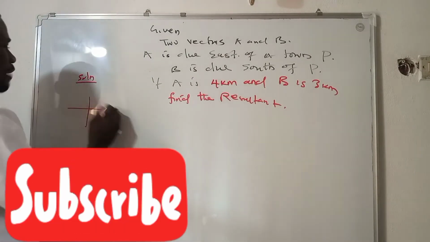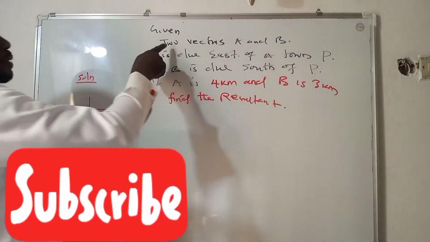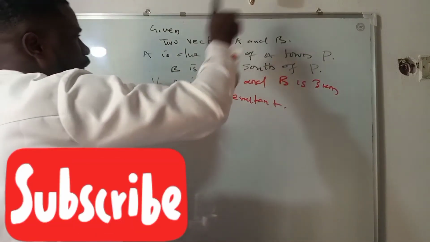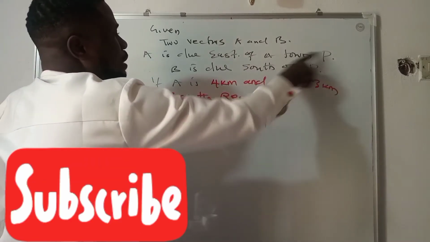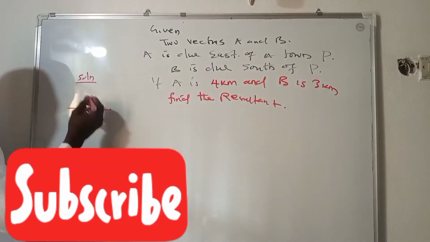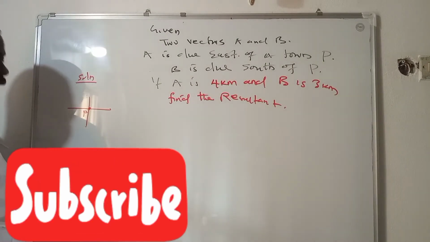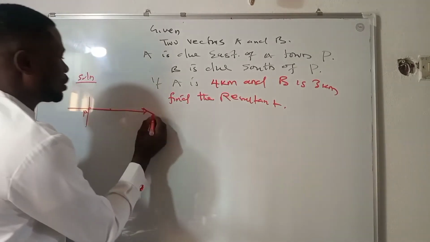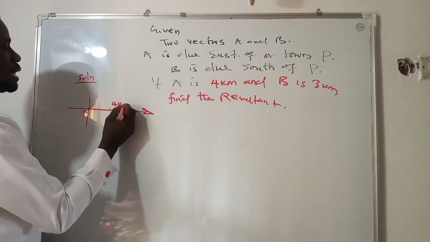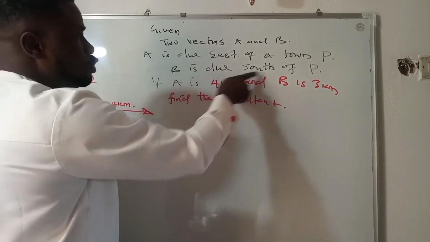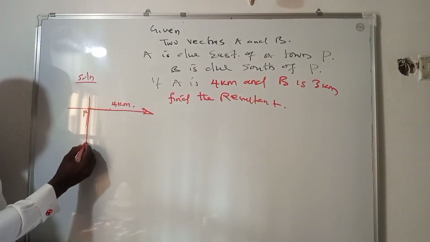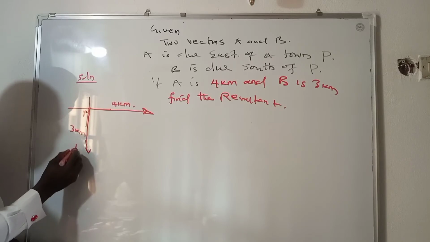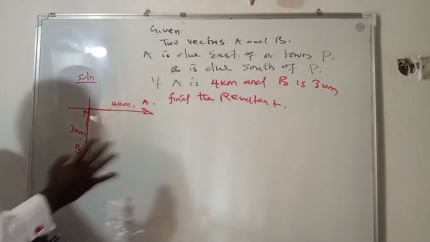Now quickly, let's react to that question. The first thing you have to do is draw your cardinal points. We've been told that there are two vectors, A and B. Vector A is due east of a town P. Let's take this point to be the town, and A is due east of this town, so the A vector goes this way. We've been told that the A vector is 4 kilometers. Vector B is due south of P, and it is 3 kilometers. This is the B vector, while this is the A vector. So this is simply the diagram.